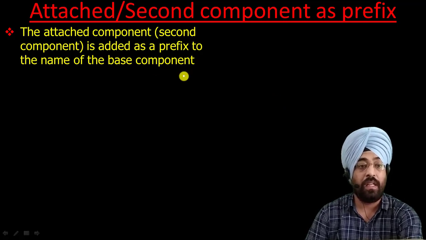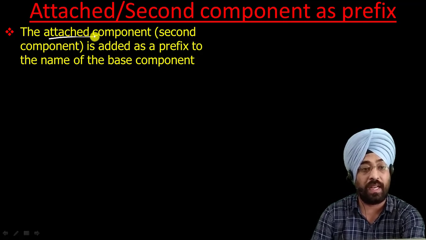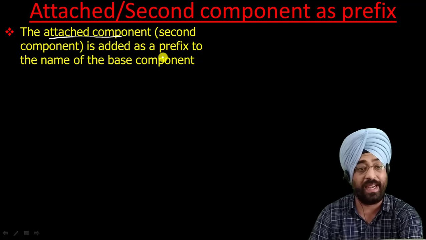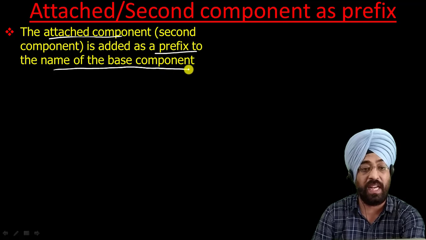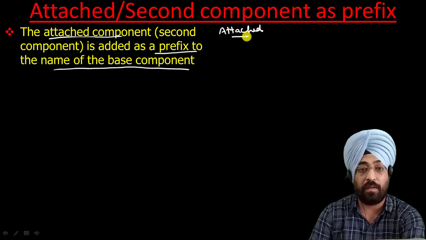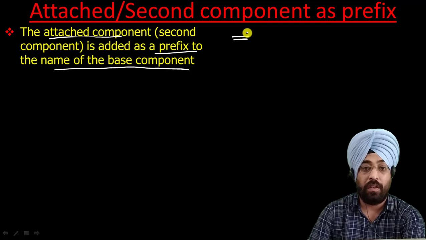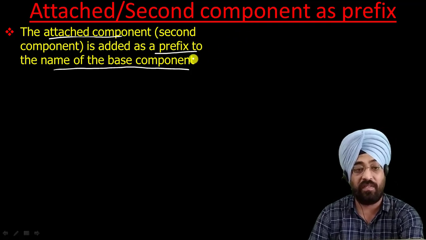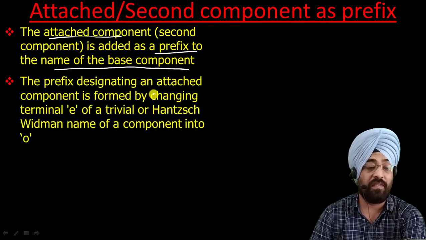Now the second component, besides the base component, is called the attached component, and as I said in my first slide, it is added as a prefix to the name of the base component. So the complete name of a fused heterocycle is the prefix of the attached component plus the name of your base component. That gives you the complete name, and it is very easy to find the prefix.